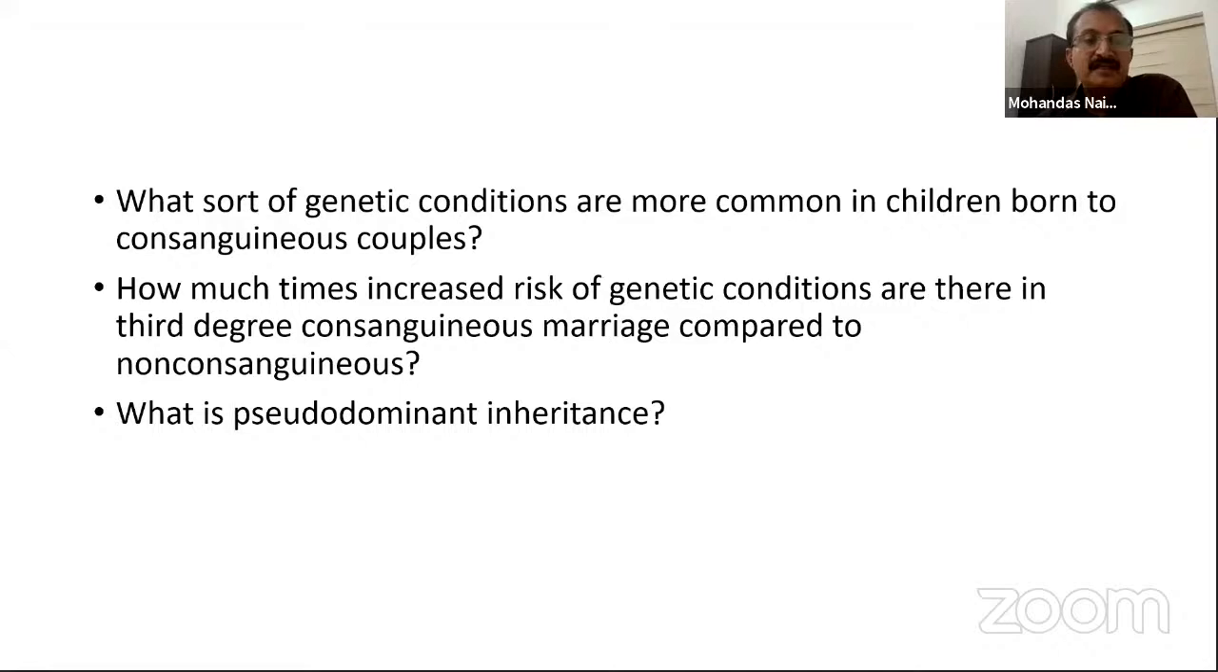What sort of genetic conditions are more common in children born to consanguineous couples? How many times increased risk of genetic conditions is there in third-degree consanguineous marriage compared to non-consanguineous marriage? And what is pseudo-dominant inheritance?